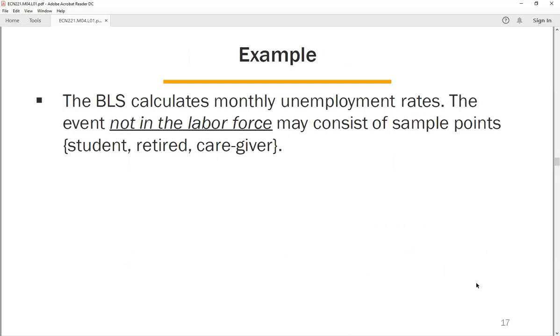An example within economics would be something like the Bureau of Labor Statistics calculating the monthly unemployment rates. In that case, there is something that could take place, an event, which is that the person is not in the labor force, but that can take place in different ways. The person could be not in the labor force because they're going to school, or because they're retired, or because they're a full-time caregiver. Those are just some examples. So we would have those different sample points make up an event that's not in the labor force.